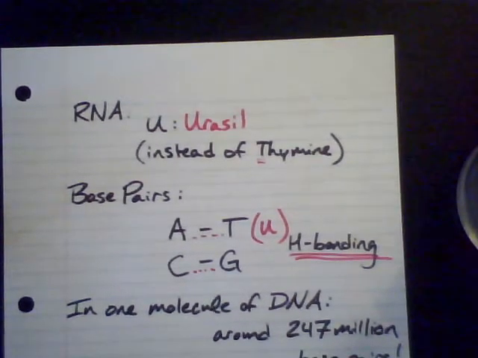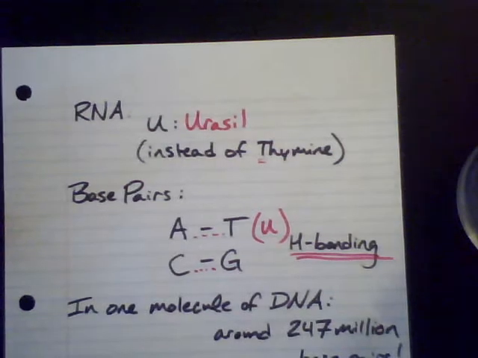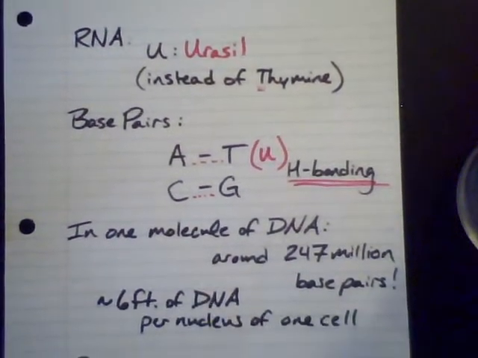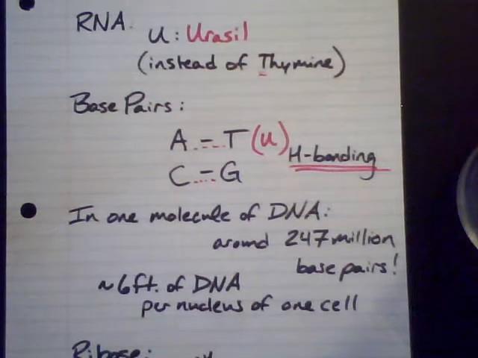Now, just to give you some perspective here, in one molecule of DNA, there are around 247 million base pairs. This is one molecule of DNA. Okay, so 247 million base pairs. And in one cell, so one cell in your body, you have a nucleus, right? There's a nucleus at the center. The nucleus contains all of your genetic information. And in that one nucleus, it contains about 6 feet of DNA.